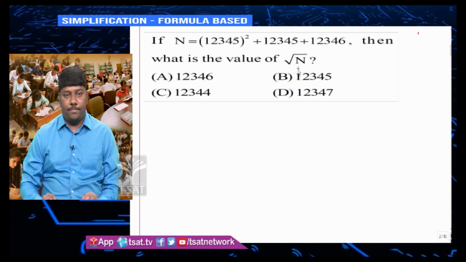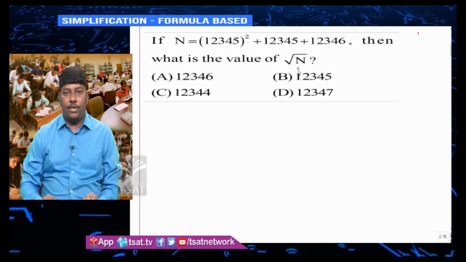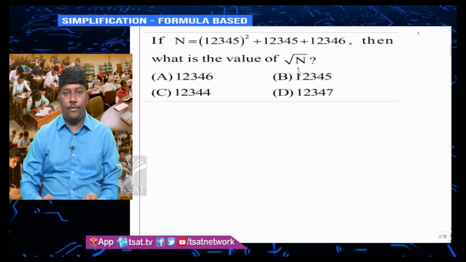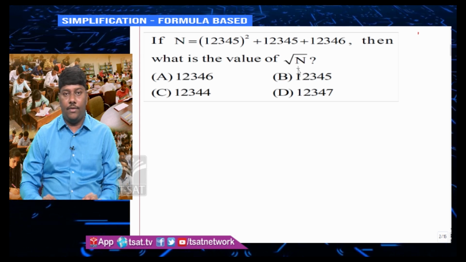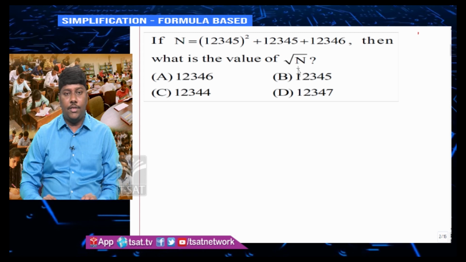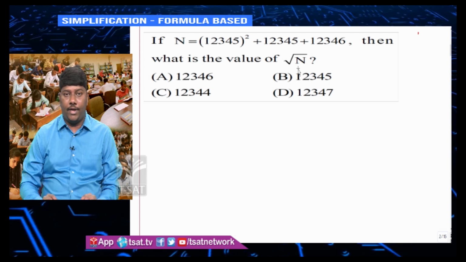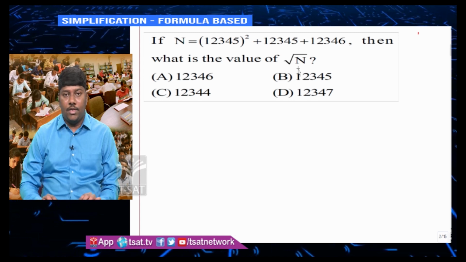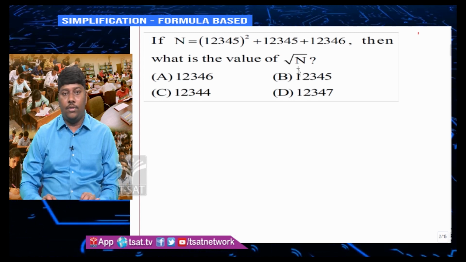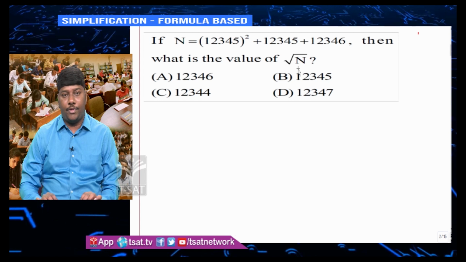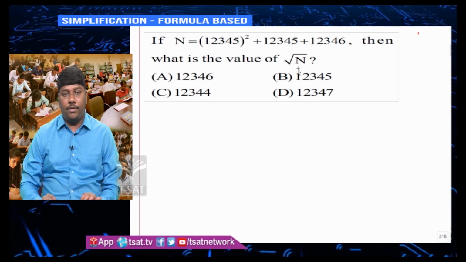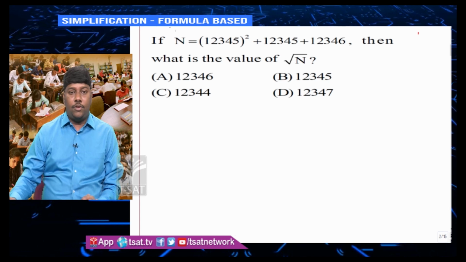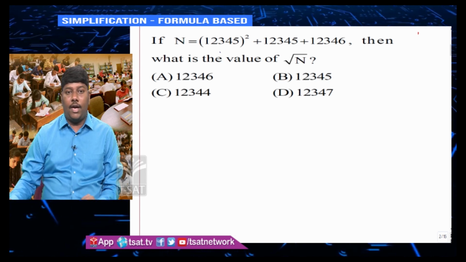Now look at this problem. If n = (12345)² + 12345 + 12346. If you literally solve the square of 12345, the square itself takes more than a minute in the exam. So what is the actual rule of doing this question? Now look at this 12345. You are not going to solve this by calculation. We are going to apply the formula.